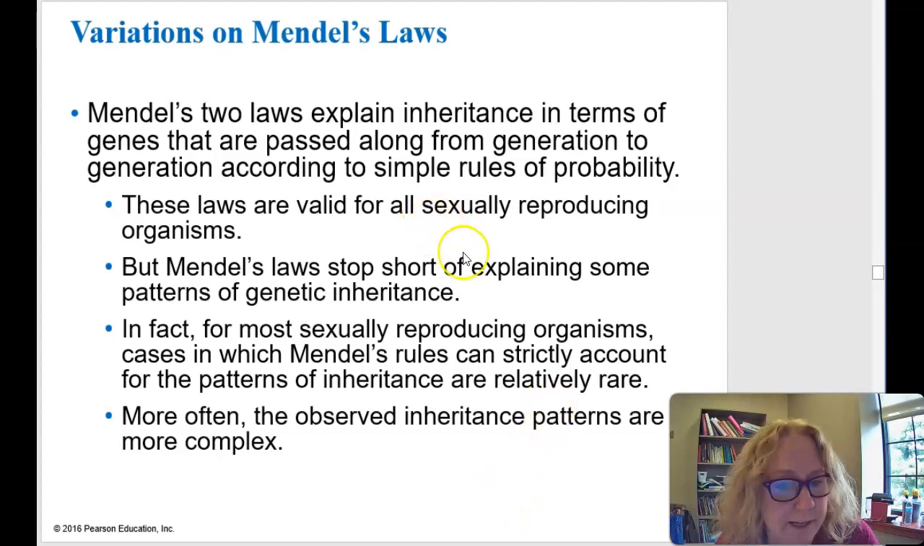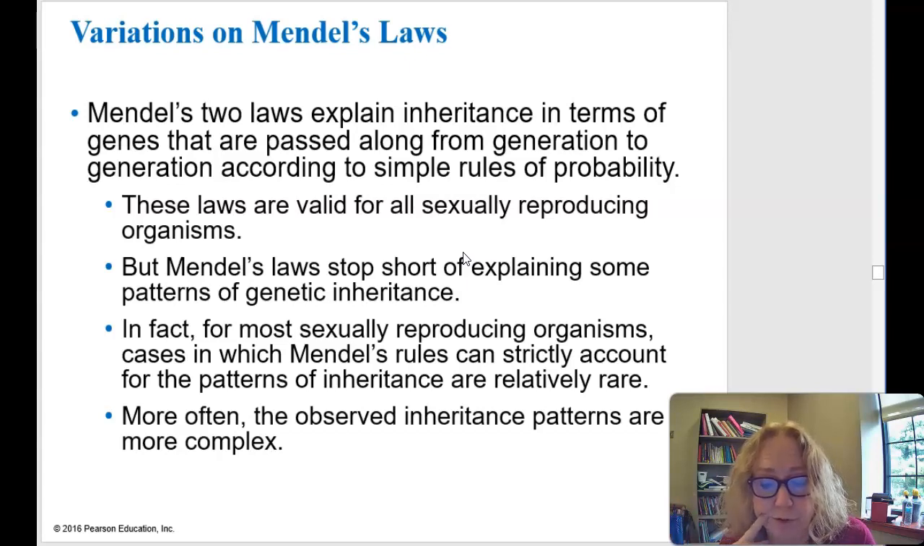Okay, let's finish up heredity. So Mendel's two laws explain the inheritance in terms of genes that are passed along from generation to generation. Basically, the rules of probability. They're valid for sexually reproducing organisms, so not things that we clone. But Mendel's laws stop short of explaining some of the patterns of inheritance that we see.